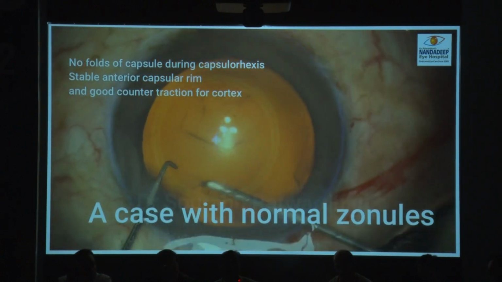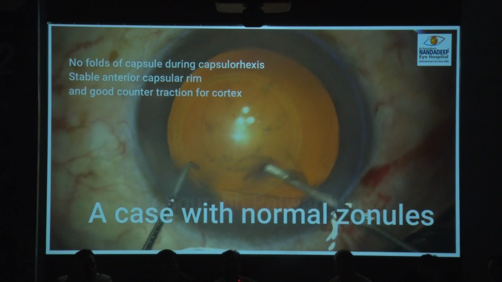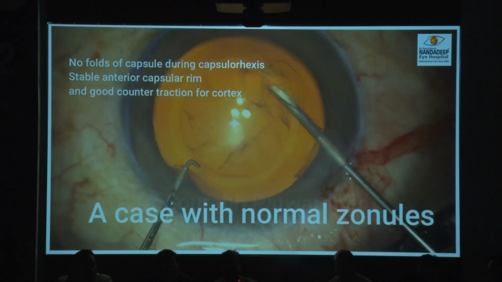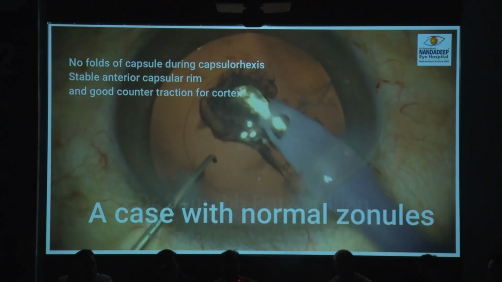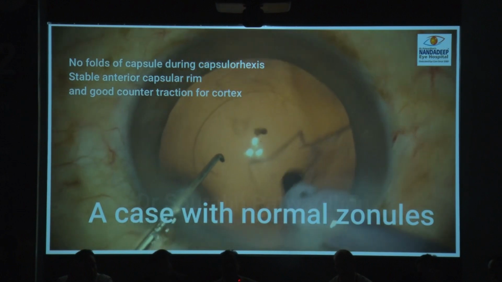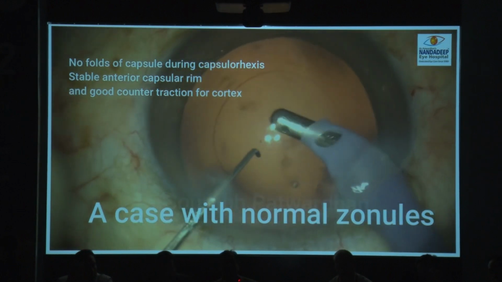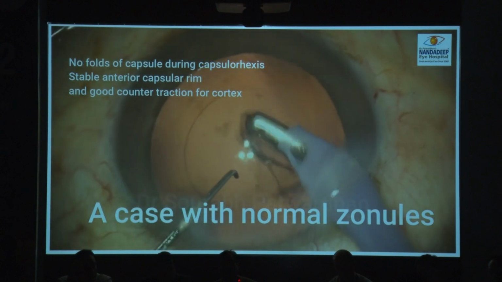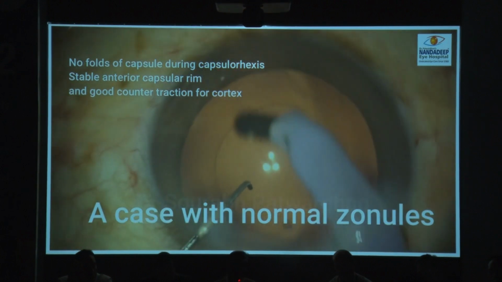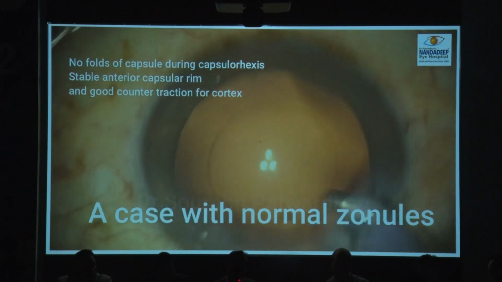In a case with normal zonules, what you can observe is that during capsulorhexis there is no movement of the lens, no folding of the capsule, a stable anterior capsular rim, and the bag held by zonules gives good countertraction during cortex removal.